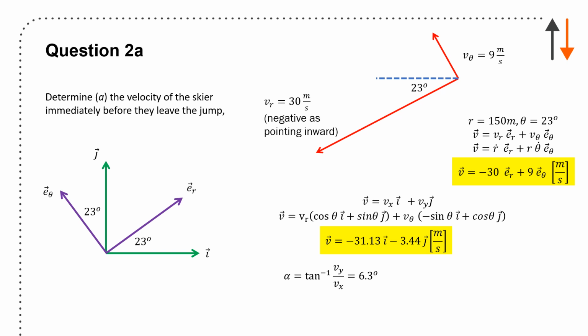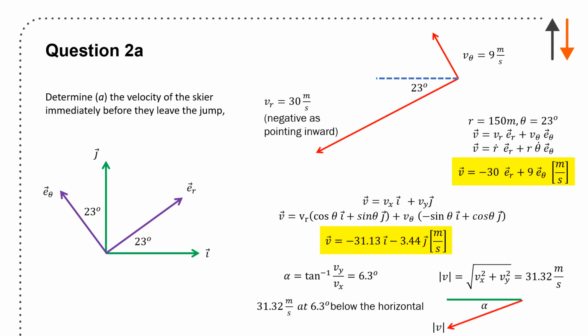Alpha is going to be given: v_y over v_x is 6.3 degrees, and the magnitude is 31.32 meters per second. So the final velocity before leaving the ramp is 31.32 meters per second at 6.3 degrees below the horizontal. Alpha and v are given here.